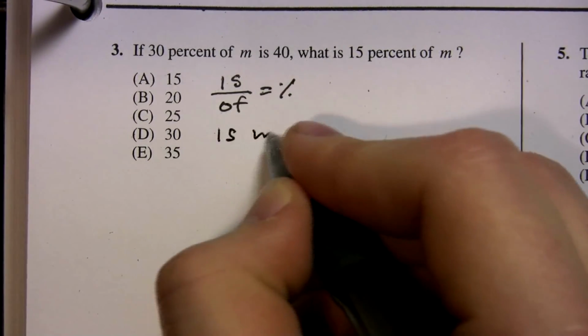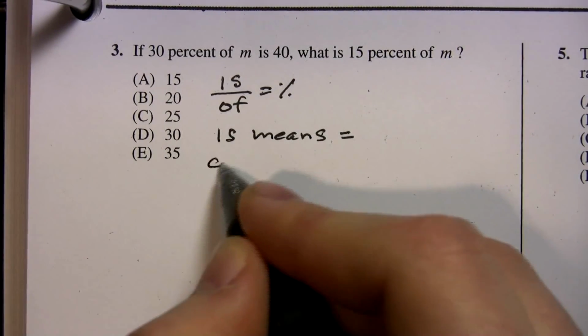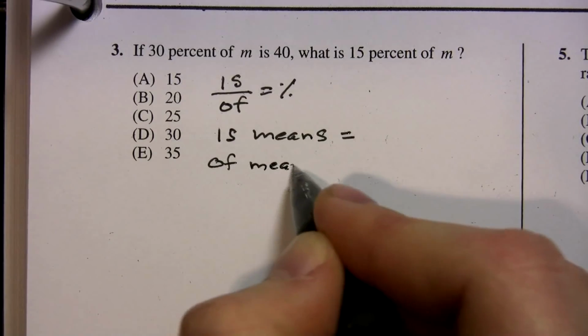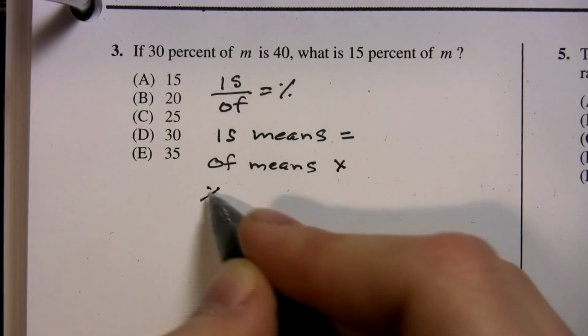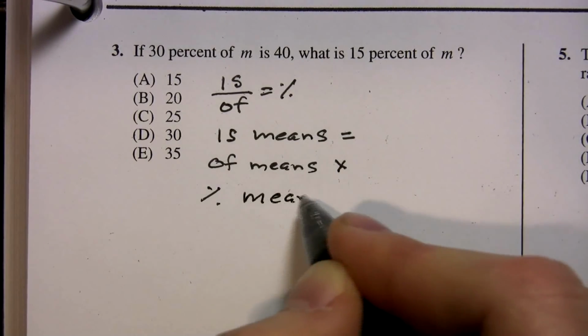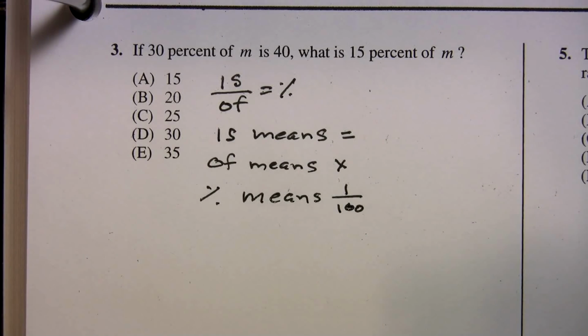Anytime you see the word is, you're going to write an equals. Anytime you see the word of, that means multiply. Anytime you see the percent sign, that means 1 over 100. Okay? So let's translate this back piece by piece.